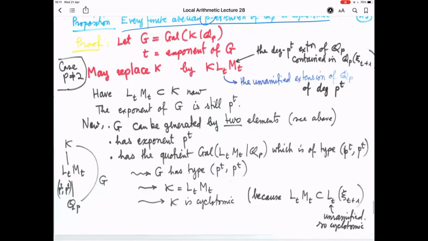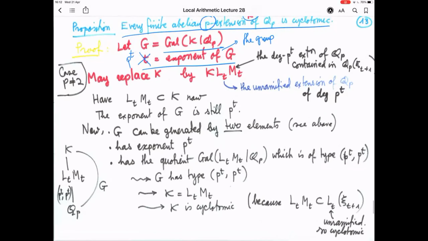Let's see why. It's a Galois extension, so let G be the Galois group and let p^t be the exponent of the group G. It's a p-group, so the exponent is a power of p. Yes, p^t is the exponent of the group G.